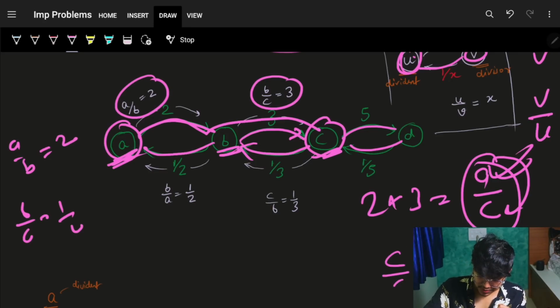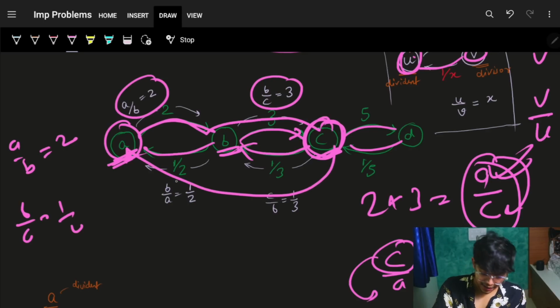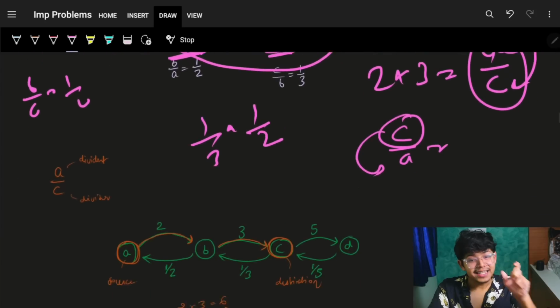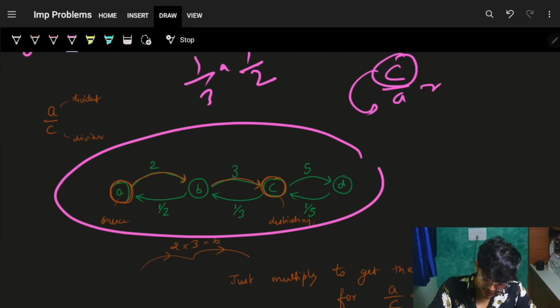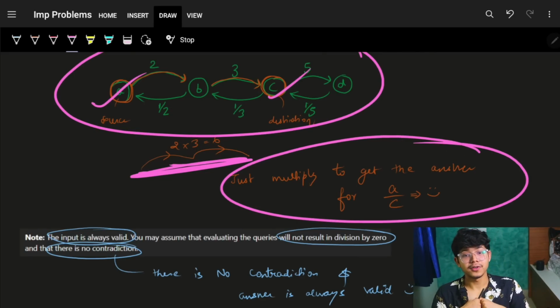If I had to reach from C upon A, I will start from C and try to reach A. Ultimately, I will have these values as a multiplication, which means 1 by 3 into 1 by 2. That is how we can simply build the graph and multiply the results which come in, because I want to go from A to C, and thus get the answer for any number.